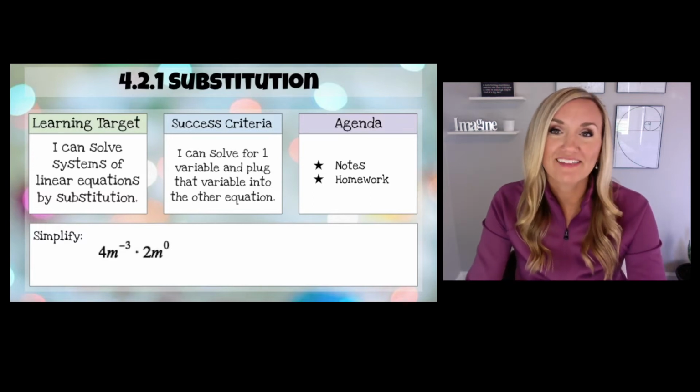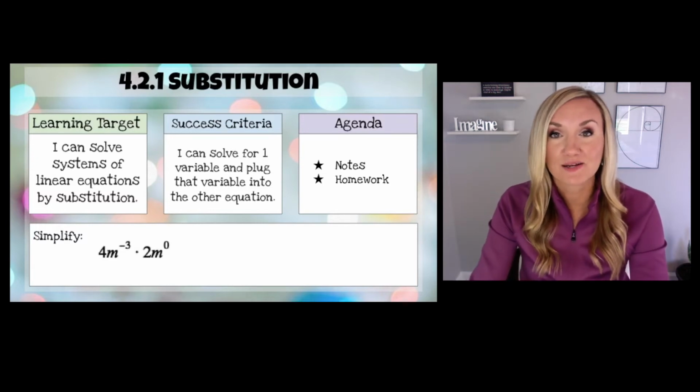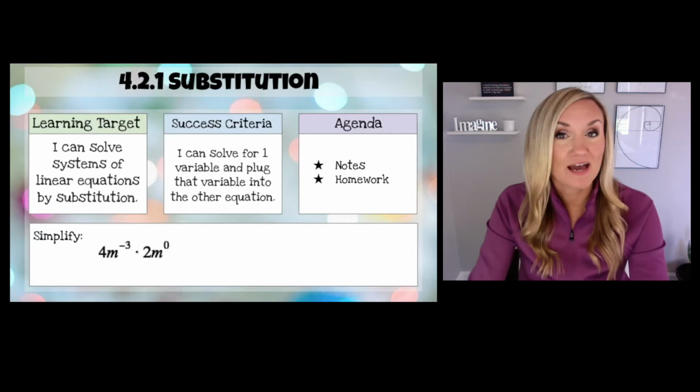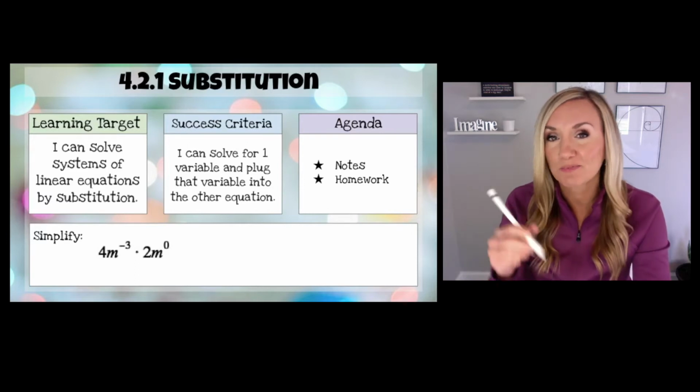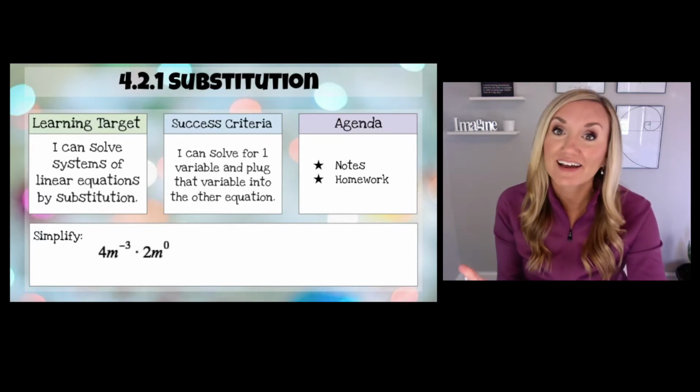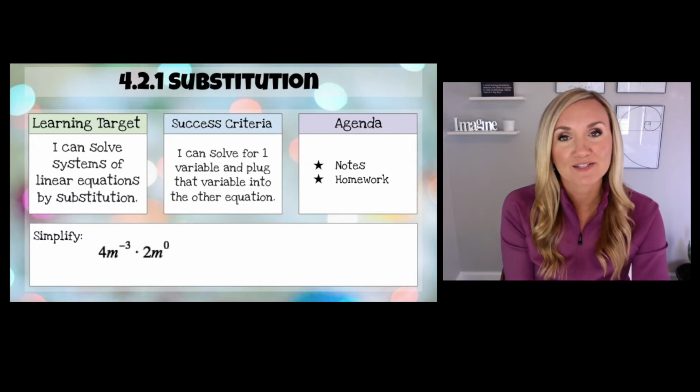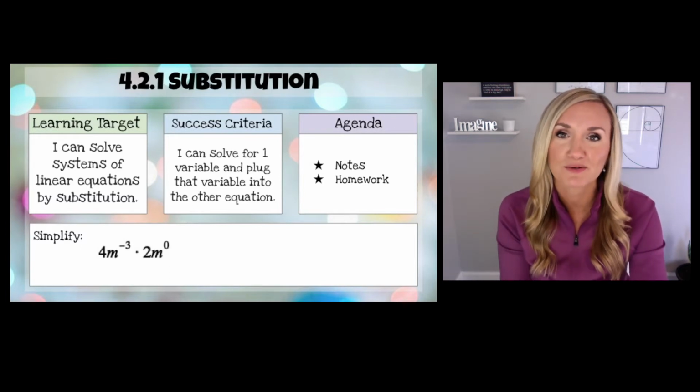Welcome to Algebra Online. Today we are going to be solving systems not by graphing. Nope. Not by elimination method. Nope. We are solving systems by something called substitution, which you guys are pretty good at. So I'm excited to teach you about how to solve systems using the substitution method.